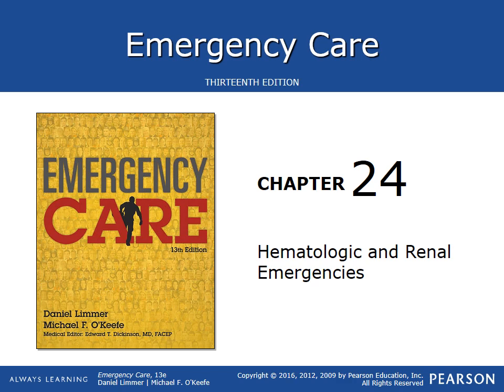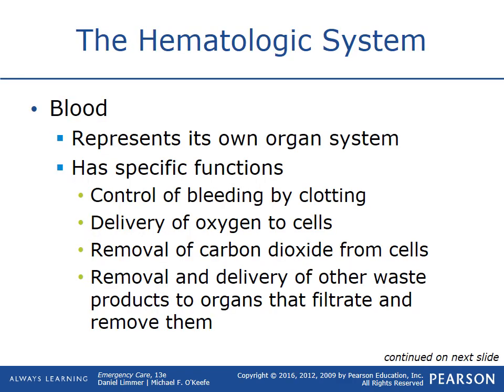Chapter 24, Hematologic and Renal Emergencies. The hematologic system has to do with the blood. The blood represents its own organ system. It has specific functions. The blood will control bleeding by clotting. It delivers oxygen to the cells. It removes carbon dioxide from the cells, and its removal and delivery of other waste products to organs that filtrate and then remove them.